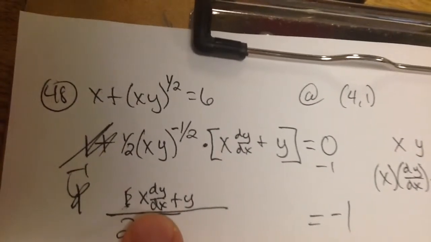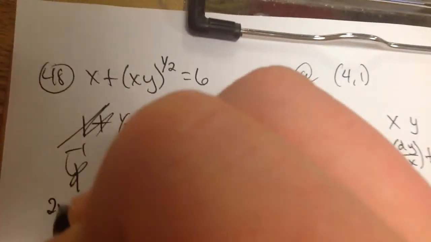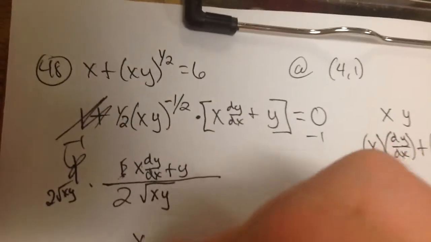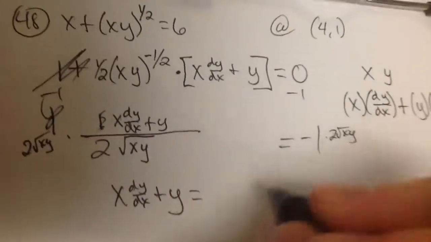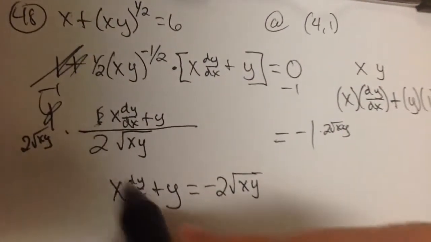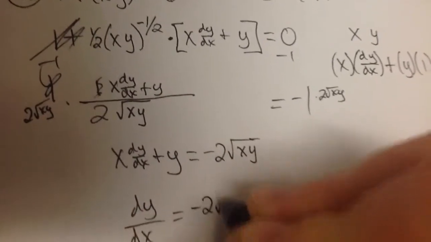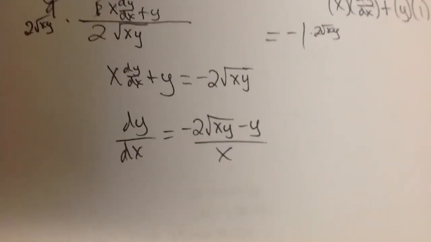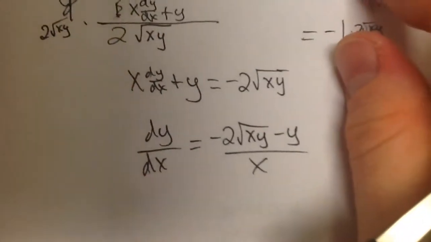So now to get dy dx by itself, just get rid of that crap on the bottom by multiplying by it. So I'll multiply by 2 root xy. So I got x dy dx plus y equals negative 2 square root xy. Subtract y and then divide by x. So my answer is going to be negative 2 square root of xy minus y all divided by x. There's my derivative function. So if I just plug in my point now, I'll get my slope.